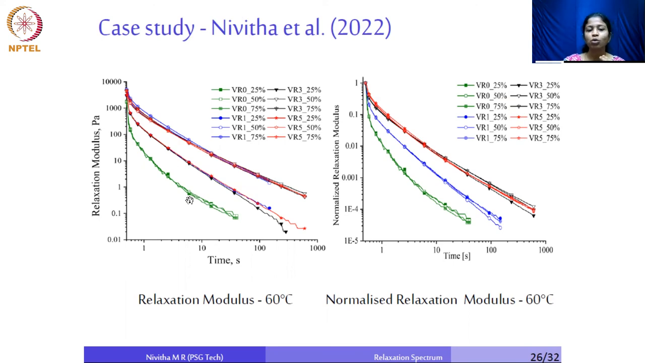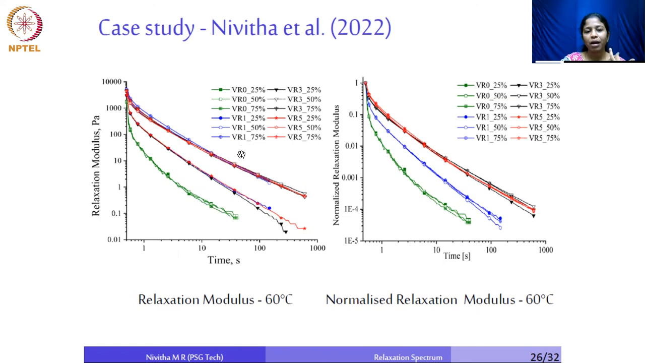You can see they are nicely grouped based on their dosage, but there was no big difference depending on the strain level. The strain amplitudes 25, 50, and 75 are almost one above the other. Whereas if you look at VR1, you can see here, similarly VR3, VR3 is the black line that we see here, and then you can see VR5.